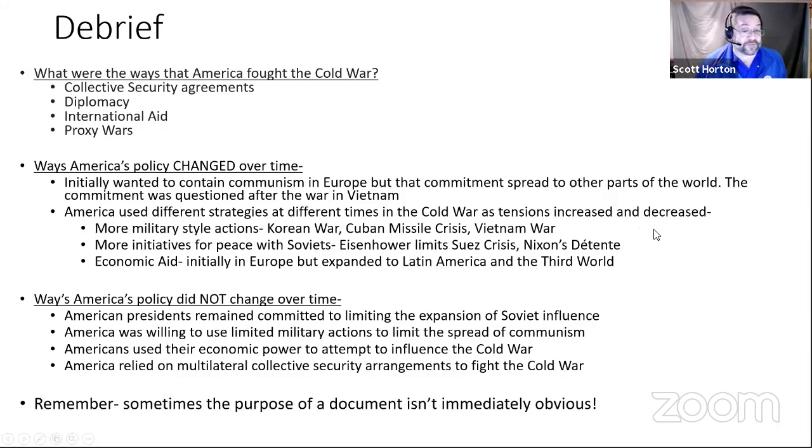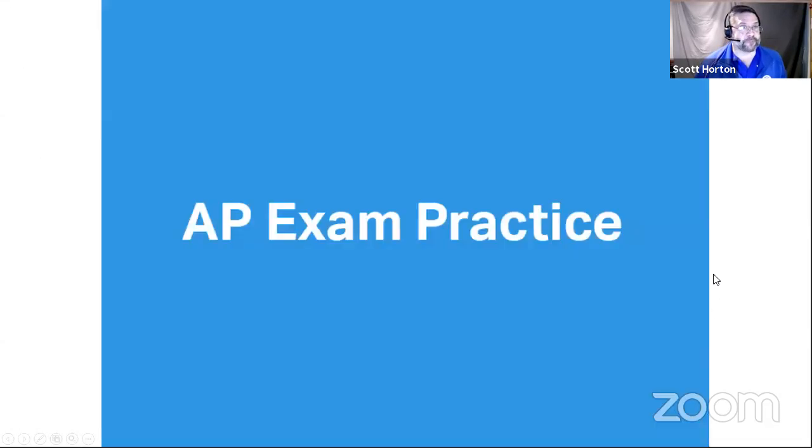And just keep in mind, sometimes the purpose of a document isn't immediately obvious. Don't always go for the literal translation of the document. So we're going to skip ahead here to do a little bit of exam practice. These are a couple of multiple choice type questions that you might see. You'll recognize the document, I think, pretty quickly here.